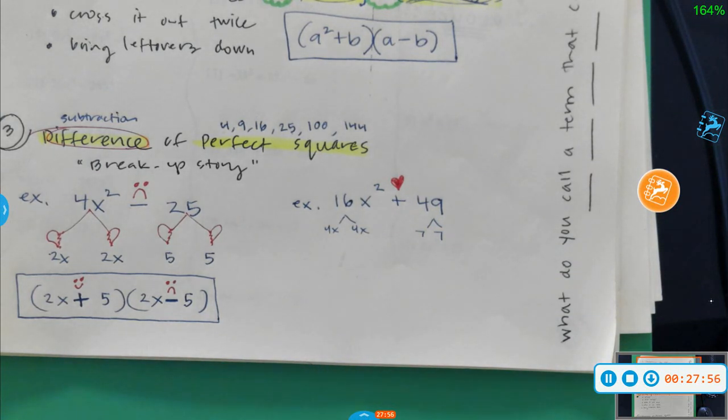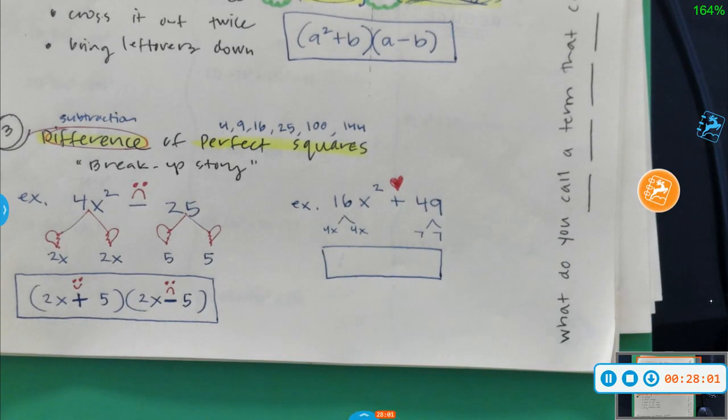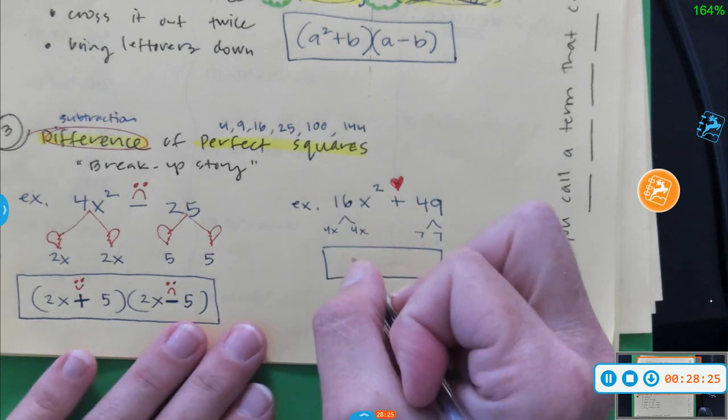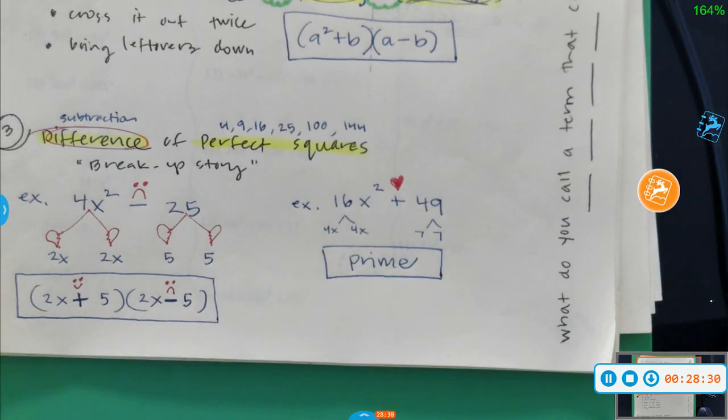Now, what do we say if we cannot factor a problem? This cannot be factored. I can't do GCF. I can't do grouping. I can't do difference of perfect squares. I can't do anything here. So what is my answer? It's an English word, a 5-letter English word. If something cannot be factored, 7 is this type of number. 3 is this type of number. 13, prime. That's right. This is prime. If you have a problem and you're supposed to factor it and it cannot be factored, you say prime.